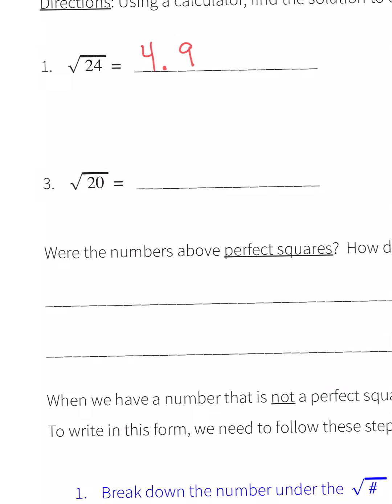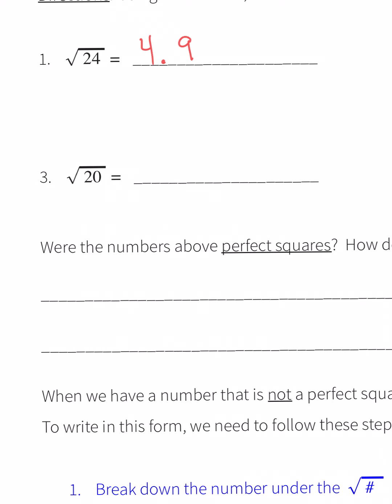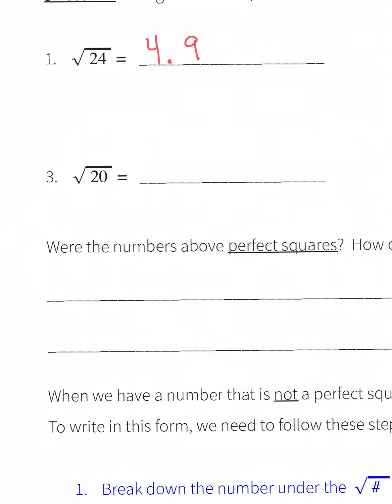Try the square root of 20. Square root of 20 is rounded to 4 and 5/10. We can see right here, it's 4 and 5/10. Is 20 a perfect square? Nope, because the square root has a decimal. It's not a whole number.